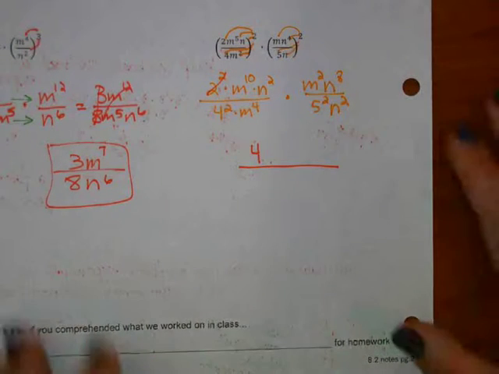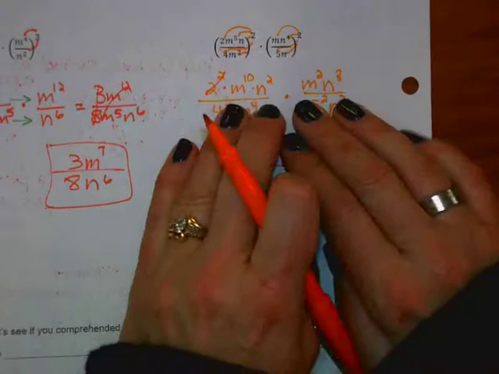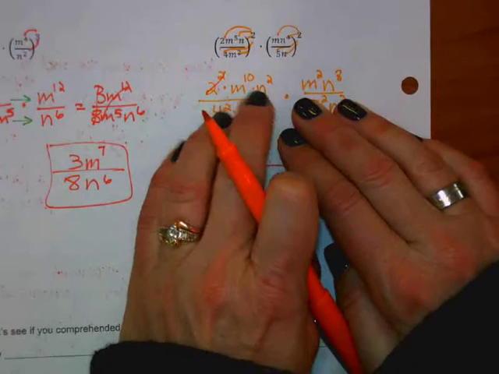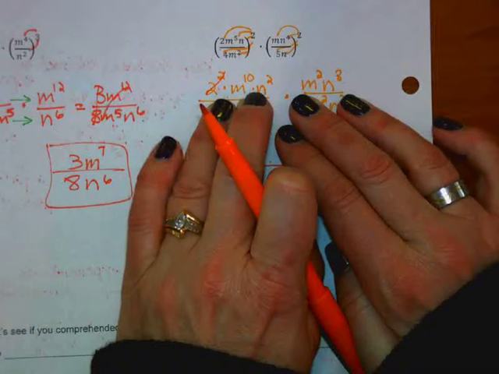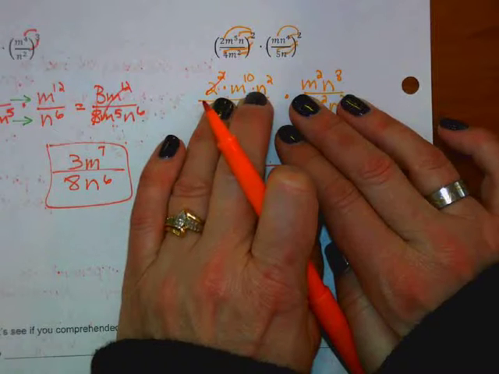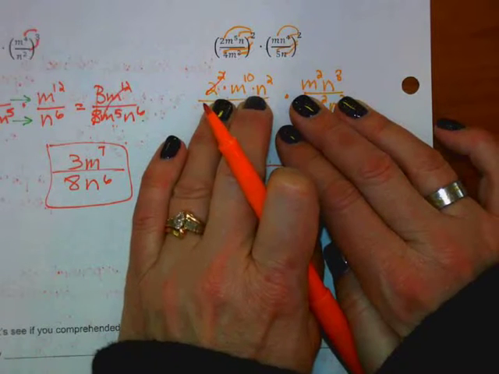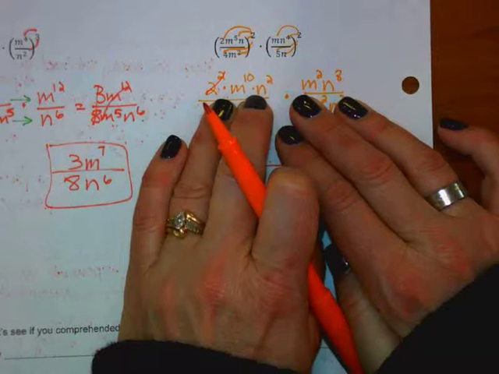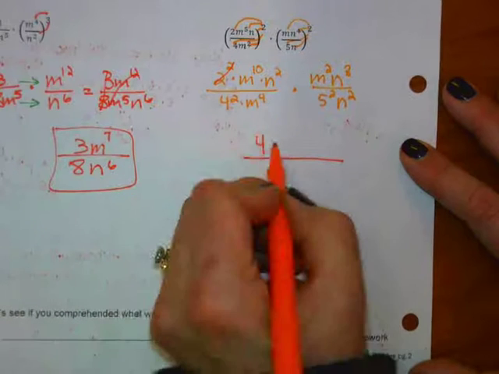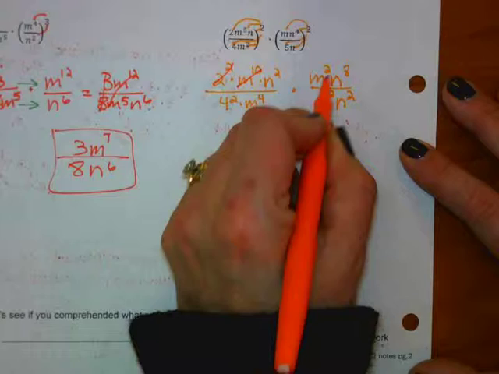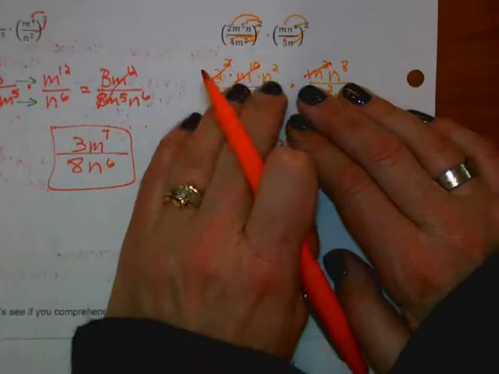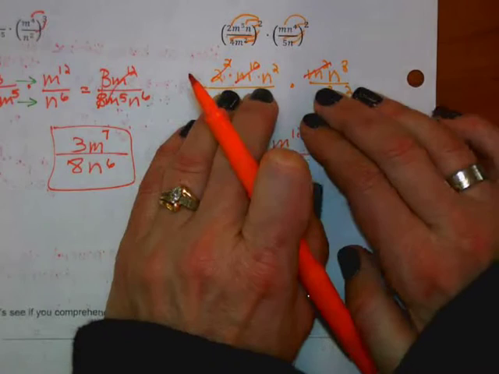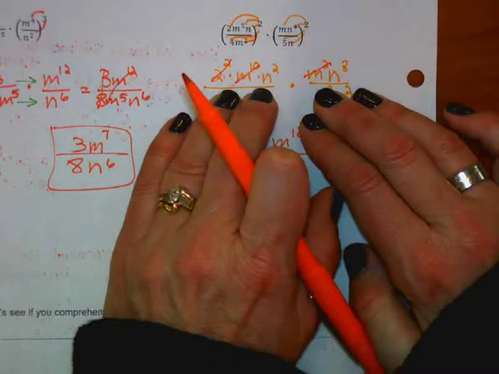Look at this numerator. I have m to the 10 in the numerator and m squared in the numerator. So how many m's do I have in the numerator? 12. I have 12 m's in the numerator, don't I? So I'm going to write m to the 12th. I took care of those two. And then I have n squared and n to the 8th. So how many n's do I have in the numerator? 10. That's my numerator.